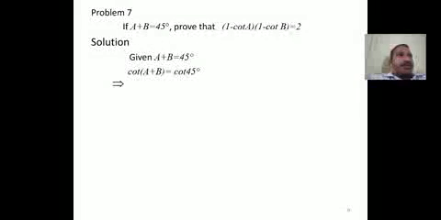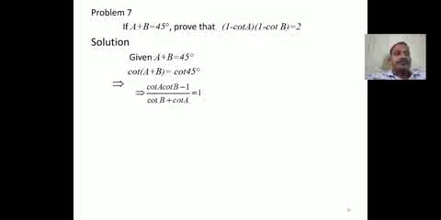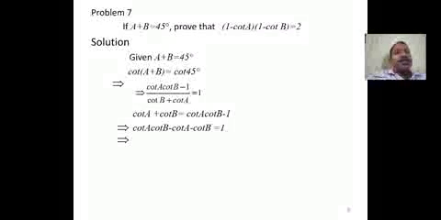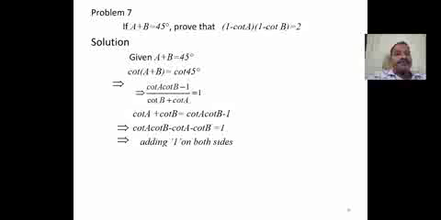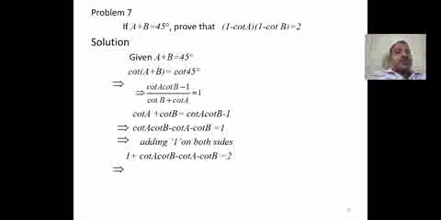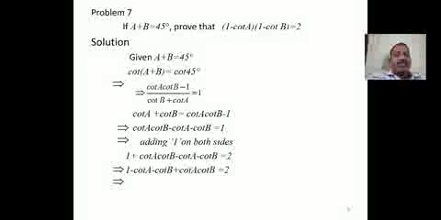Cot of a plus b formula is (cot a cot b minus 1) by (cot b plus cot a), that equal to cot 45, which is 1. By cross multiplying, cot a cot b equal to cot a plus cot b plus 1. Taking these terms to the left hand side, cot a cot b minus cot a minus cot b equal to 1. Adding 1 on both sides, 1 plus cot a cot b minus cot a minus cot b equal to 2, that is 1 minus cot a minus cot b plus cot a cot b equal to 2.